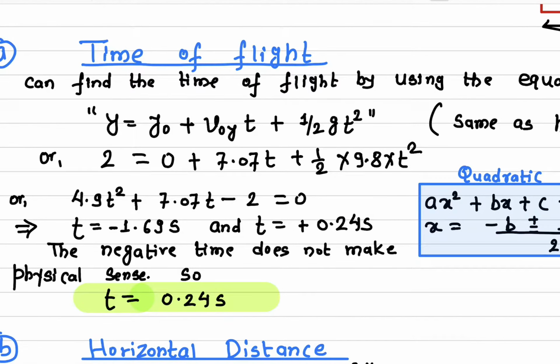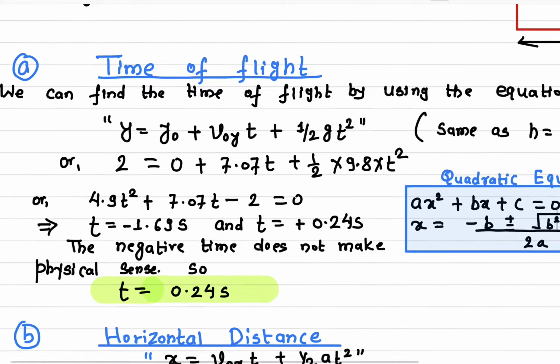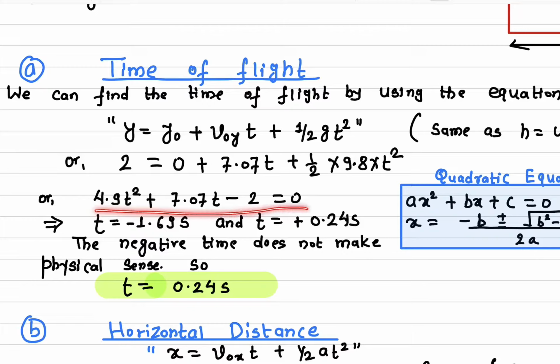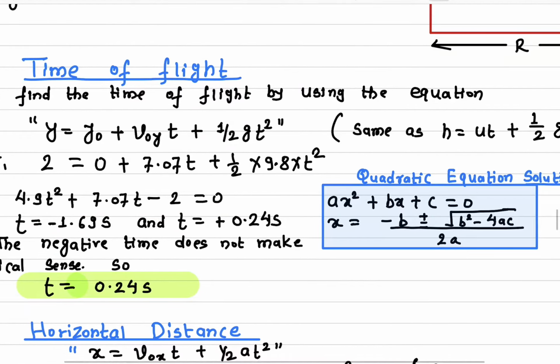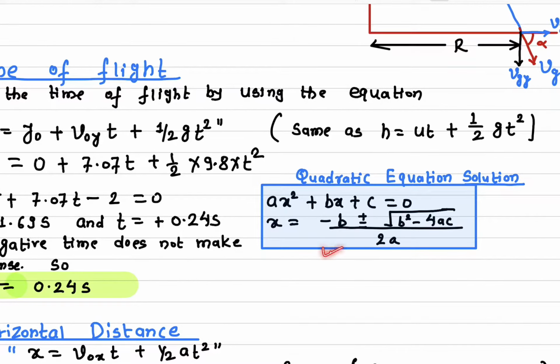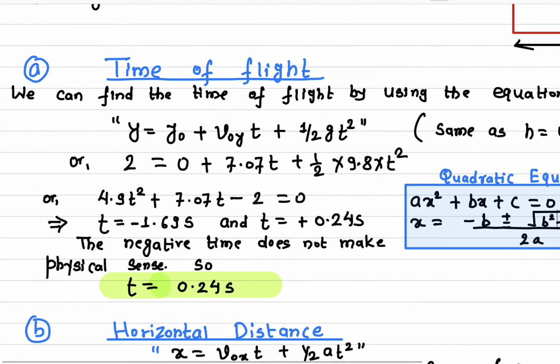Now I'm just rearranging this equation. If you divide 9.8 by 2, you'll get 4.9 t squared, plus 7.07 t, and then if you change the side, you'll get negative 2. So this is a quadratic equation. And if you solve the quadratic equation using this formula, what you get is time is minus 1.69 seconds and 0.24 seconds.